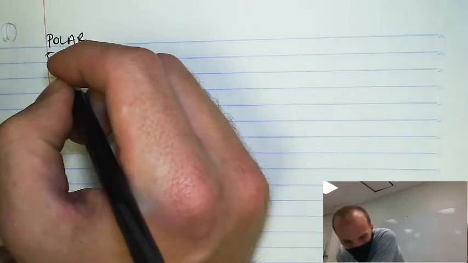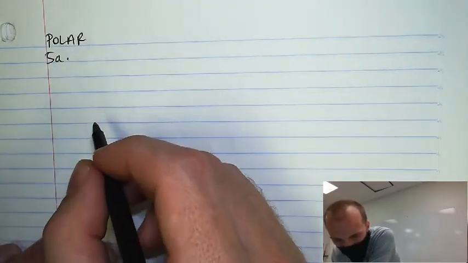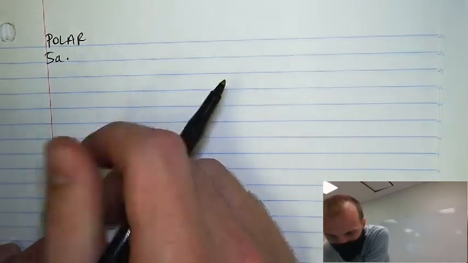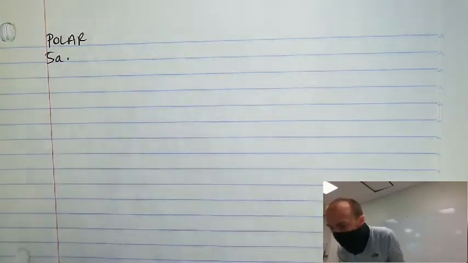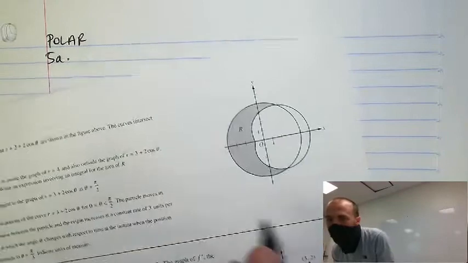Number 5. Okay, I'm going to flip over to the back side. Polar, all right. So for 5a, let R be the shaded region that's inside the graph of r equals 4 and also outside the graph of r equals 3 plus 2 cosine theta, as shown in the figure, which I'll just show you here for a second.